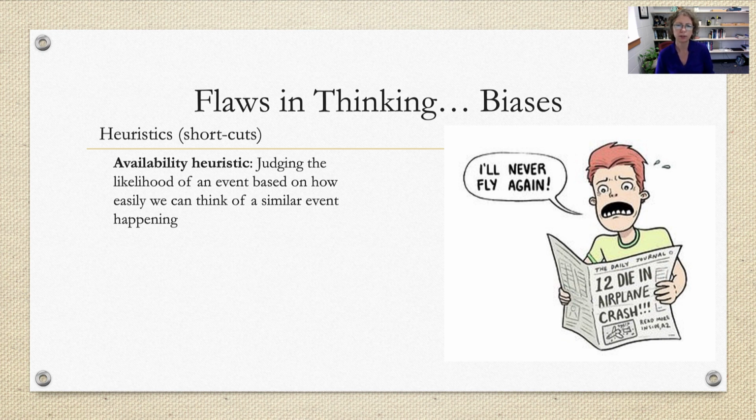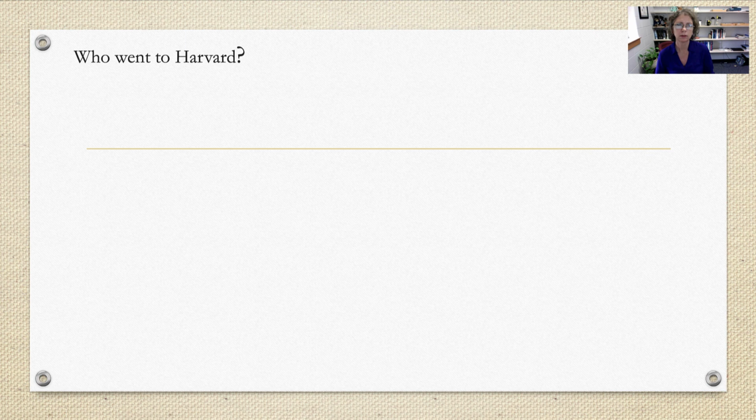Another one is called the representativeness heuristic, which is judging a situation based on the similarity of an object or person to what we think it should be, what it represents, right?